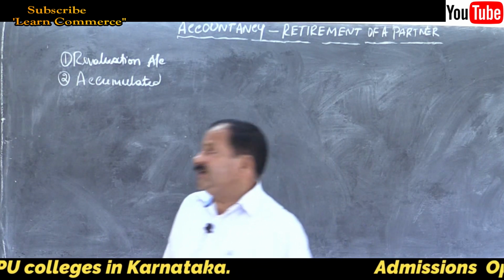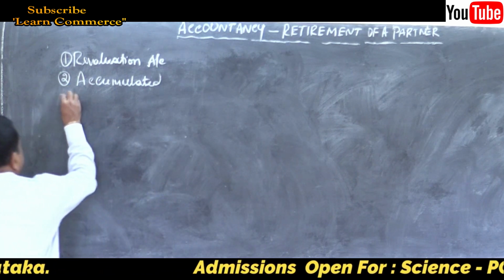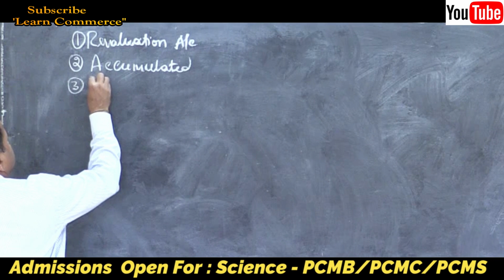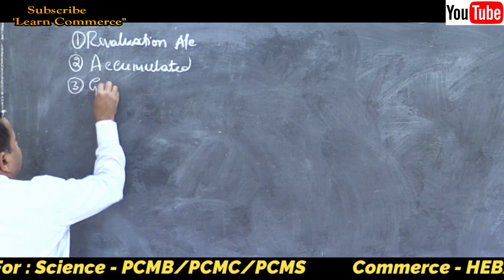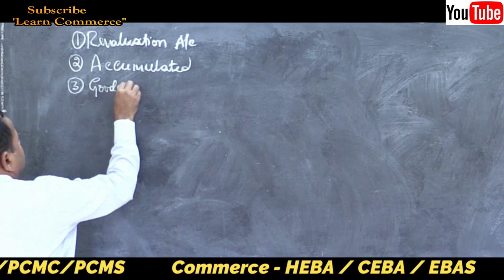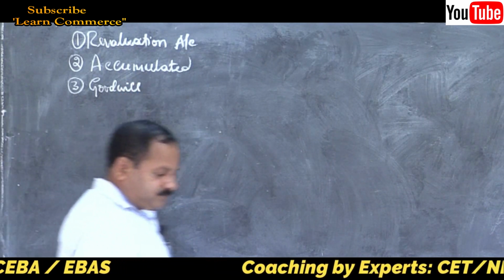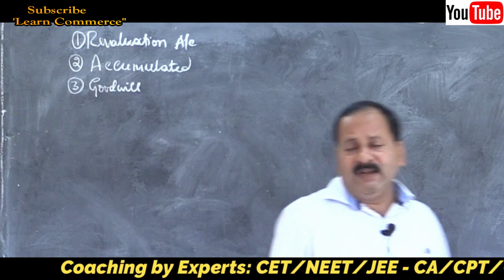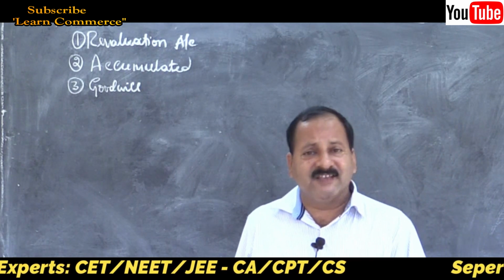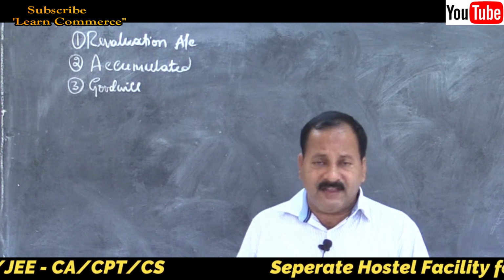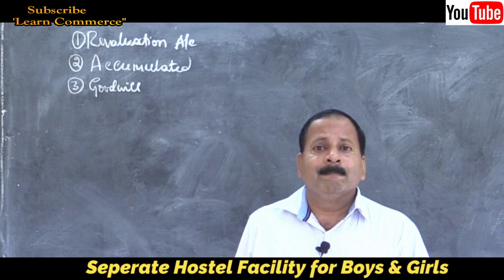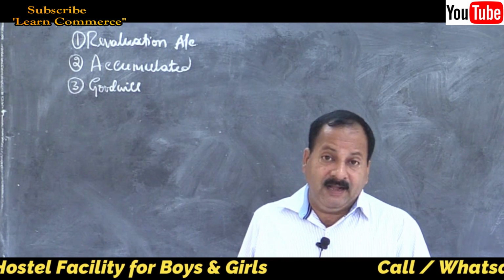Then third one is goodwill treatment. You know the meaning of goodwill. I already explained it by giving an example under admission, so no need of further explanation here. How to treat the goodwill?